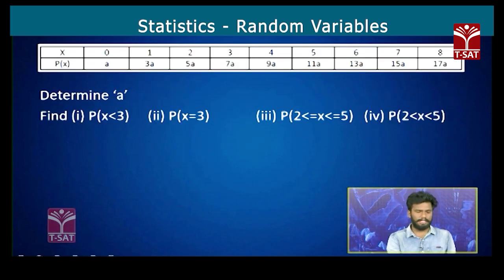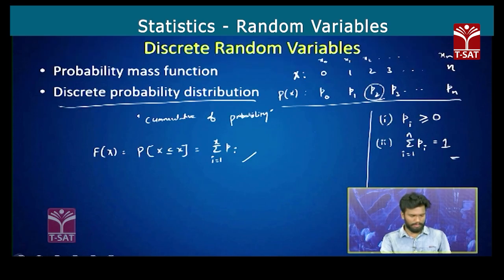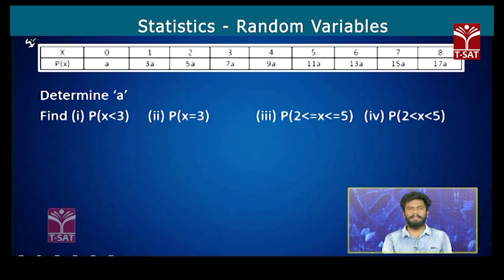So let's take a small example depending on discrete random variable. See, here X is assuming the values 0, 1, 2, 3, so on up to 8, and the P of x is given as a, 3a, 5a, 7a, so on up to 17a. First bit is determining the a value.